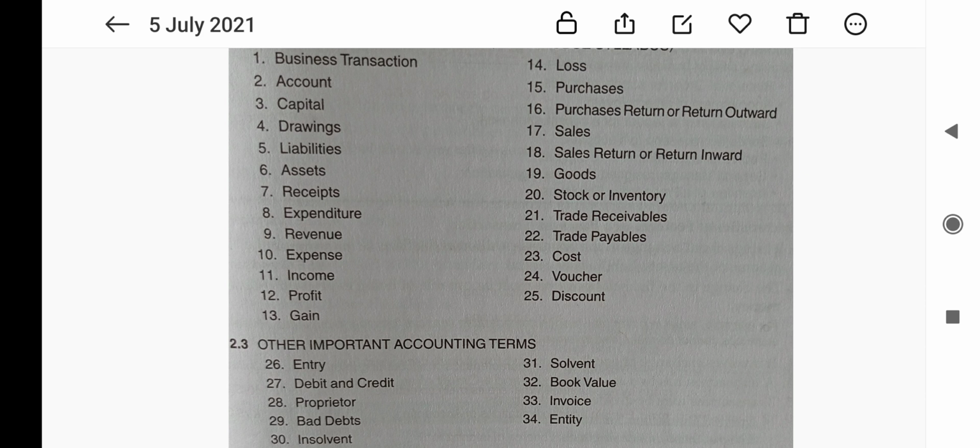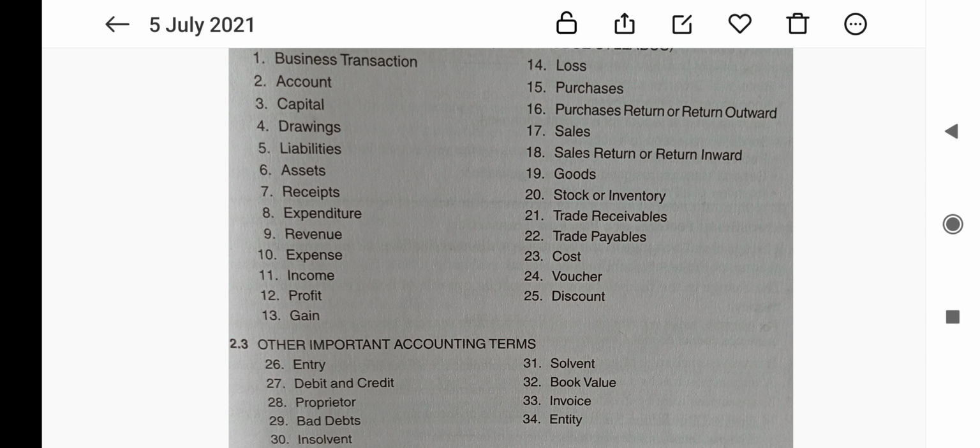Now the next term is revenue. It is the total amount received or receivable from the sale of goods or services. Next one is expense. It is the cost incurred by a business in the process of earning revenue.